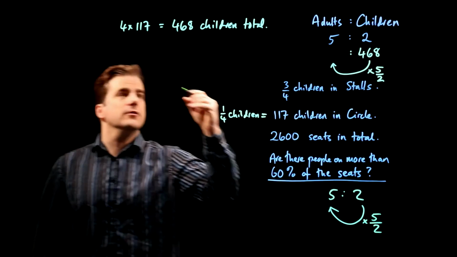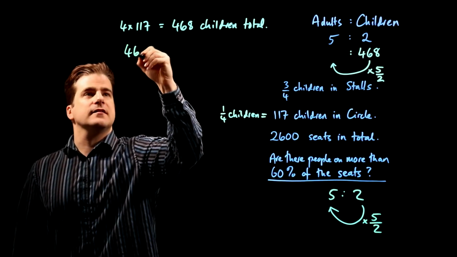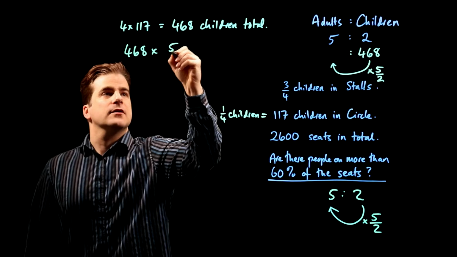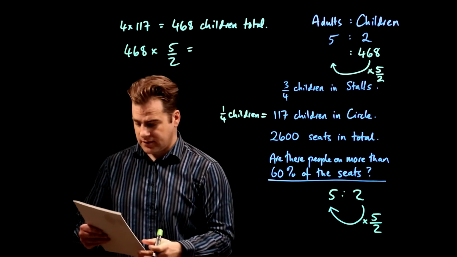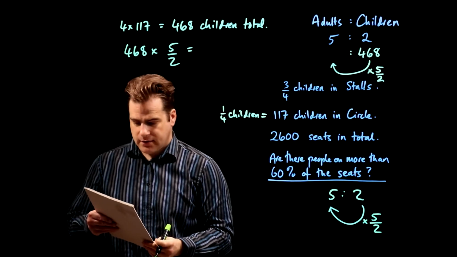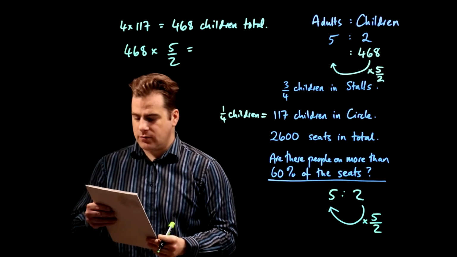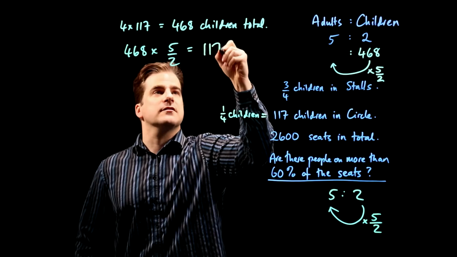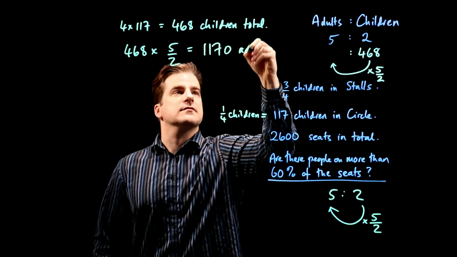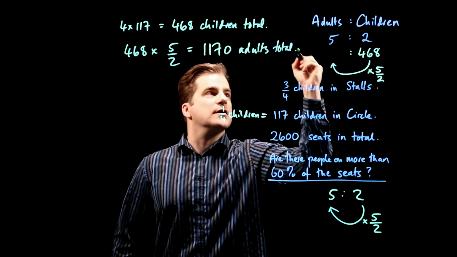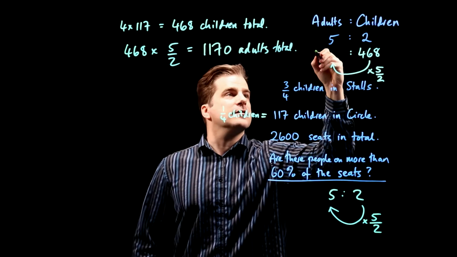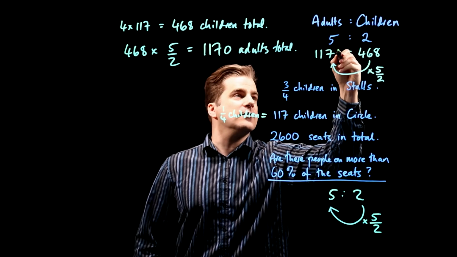So we have to do 468 times 5/2, and that gives us the number of adults in total, and that is 1170 adults total, okay? So that number there is 1170.